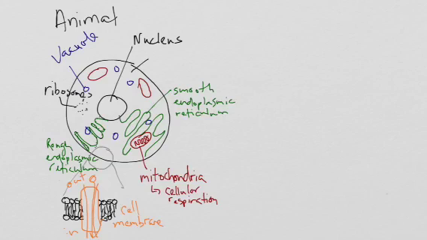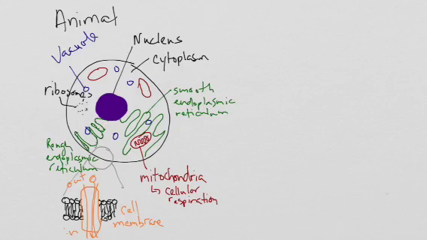So the cytoplasm here is all of the white that is supporting all of these organelles. The job of the cytoplasm is not only to support the organelles, but it also allows for slow transportation of molecules into and out of the cell through the cell membrane.